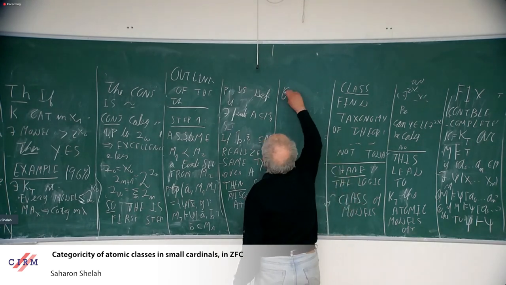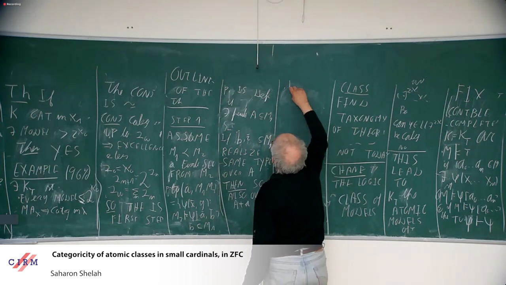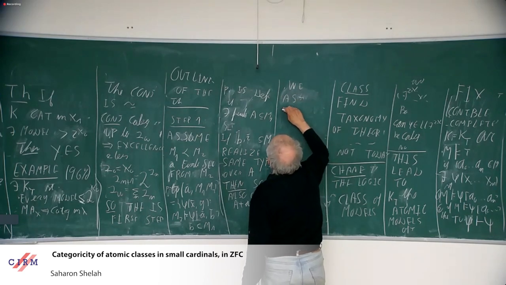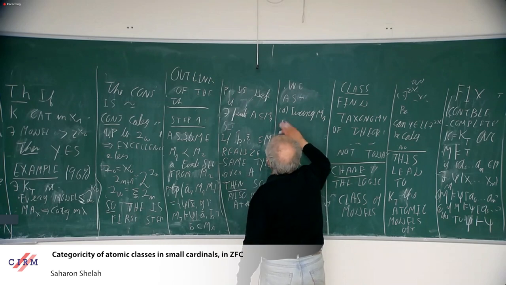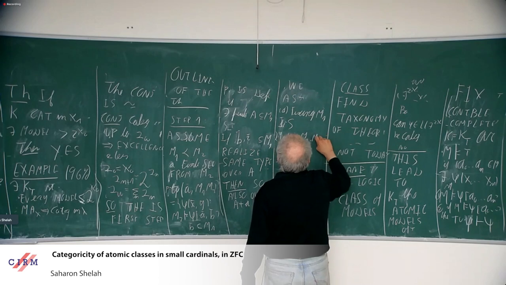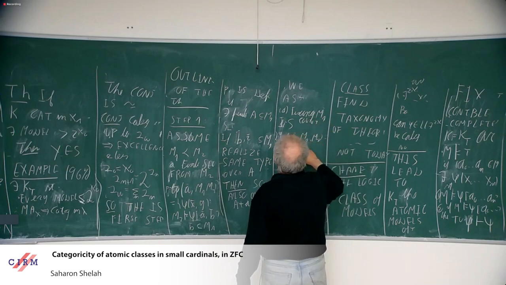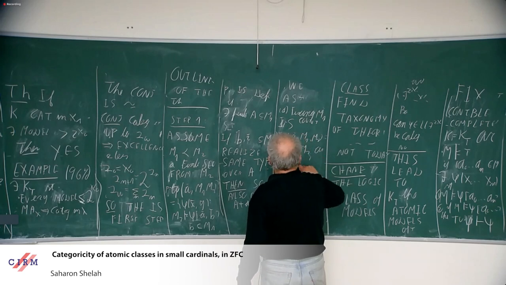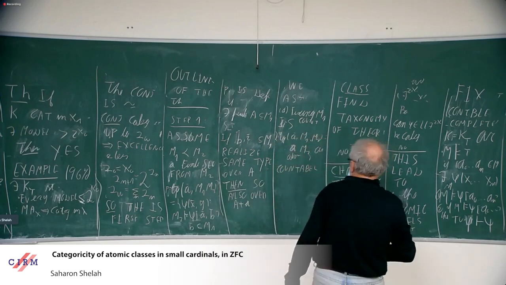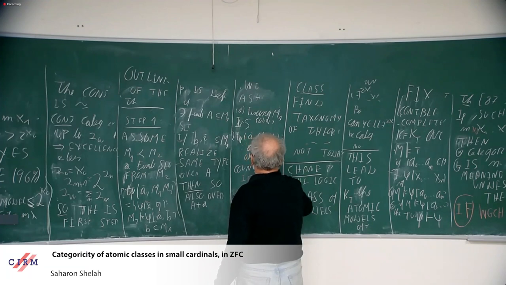Okay, now we ask a question. Fixing M1, is the set of types over M1 realized in a countable M2 countable? If yes, we are done.